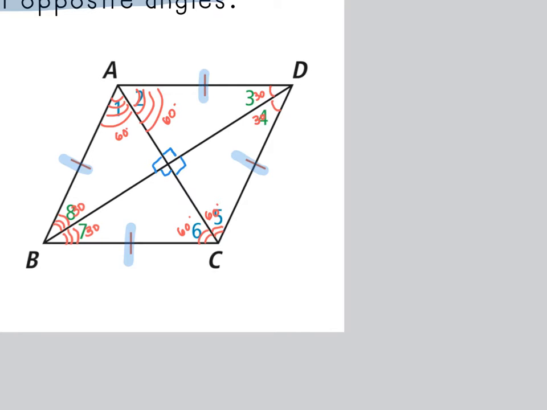Isn't that considered a kite though? No, a kite only has two pairs of consecutive congruent sides. That kind of looks like a kite. Well, if you elongate the other side, it could be a kite. We'll do examples with it. We're going to do examples with it.